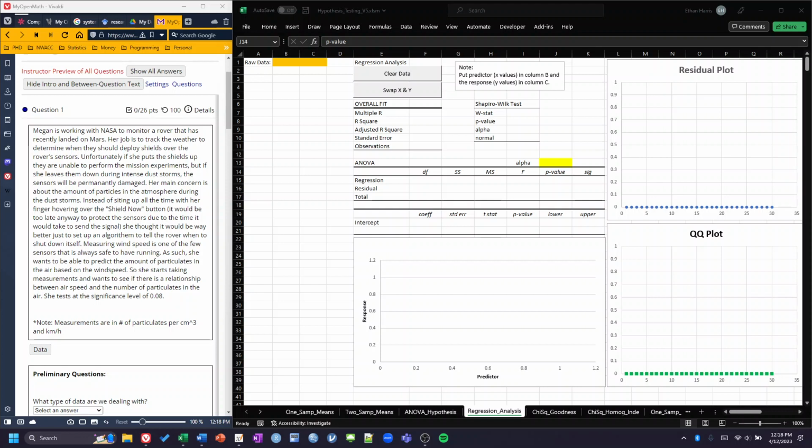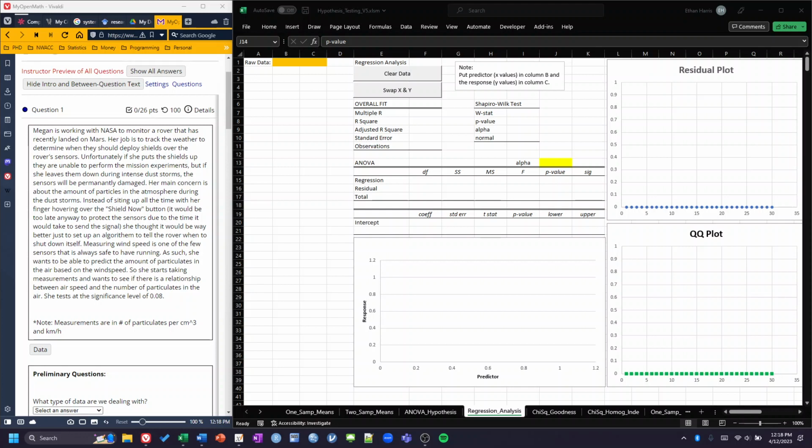Instead of sitting up all the time with her finger hovering over the Shield Now button, it would be too late anyway to protect the sensors due to the time it would take to send the signal. She thought it would be way better just to set up an algorithm to tell the rover when to shut itself down. Measuring wind speed is one of the few sensors that is safe to have always running. As such, she wants to be able to predict the amount of particulates in the air based on the wind speed. So she starts taking measurements and wants to see if there is a relationship between airspeed and the number of particulates in the air. She tests at the significance level of 0.08.